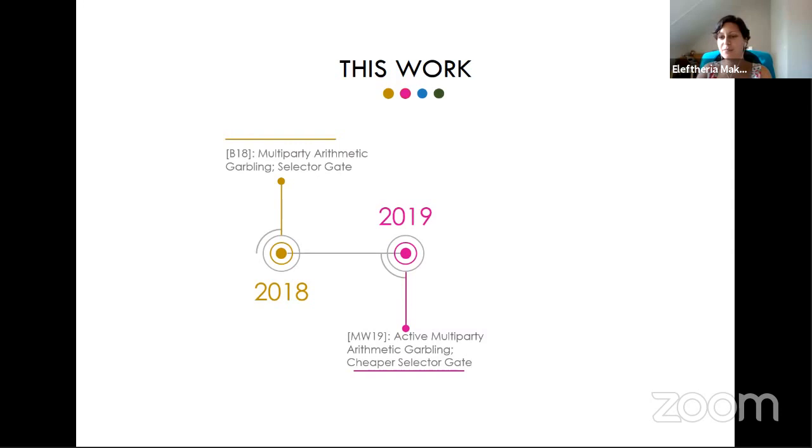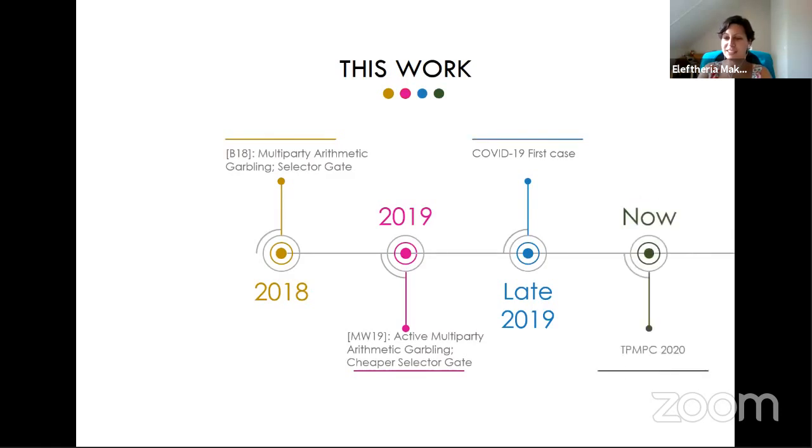Now, in the meantime, other important things happened unrelated to garbling, and that's why we are now sitting behind a screen for TP-MPC this year.